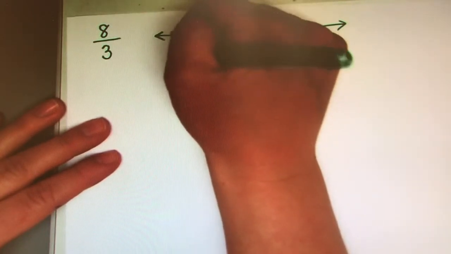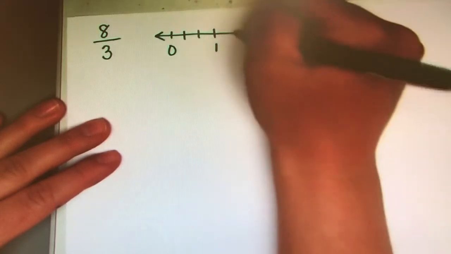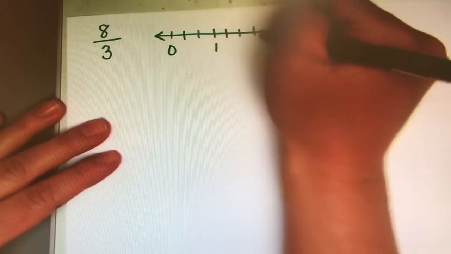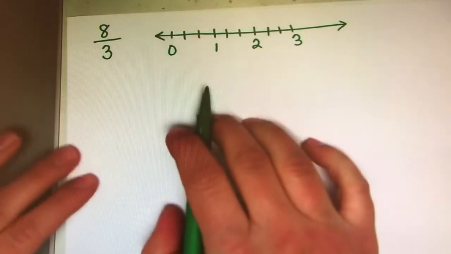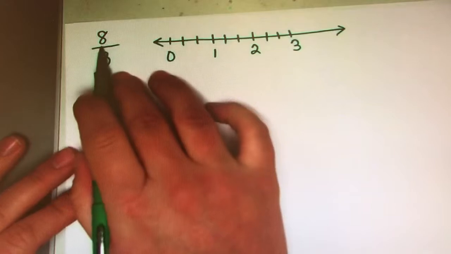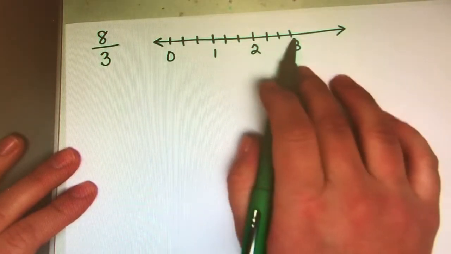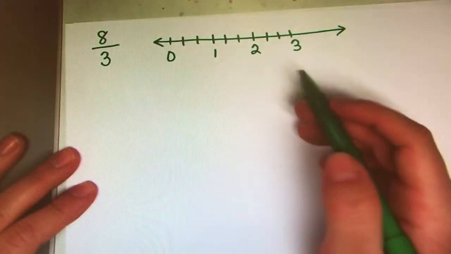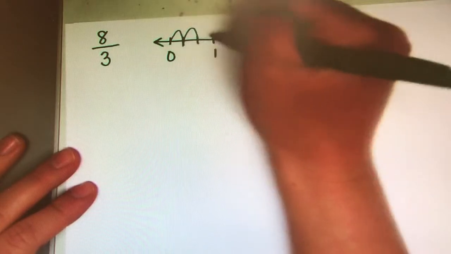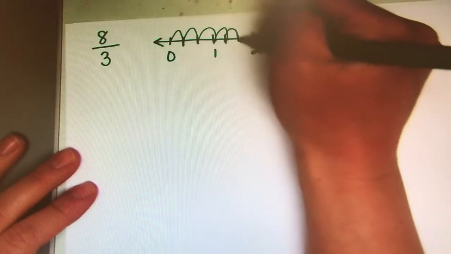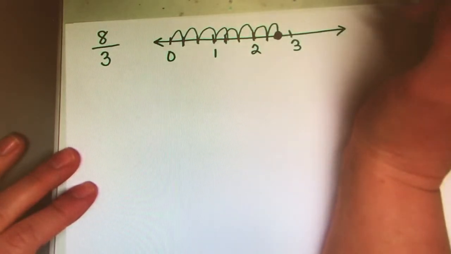So let's say this is 0. I need 1, 2, 3 would be 1 whole. 1, 2, 3, that would be 2 wholes. 1, 2, 3, that would be 3. Okay. So basically we just count how many the numerator is. The numerator is 8, and I already divided this line into thirds because my denominator was 3. So from 0 to the first tick mark is 1. So I'm going to count 1, 2, 3, 4, 5, 6, 7, 8. This is where 8/3 would be.